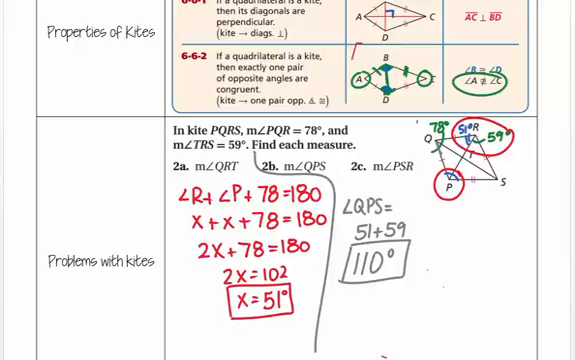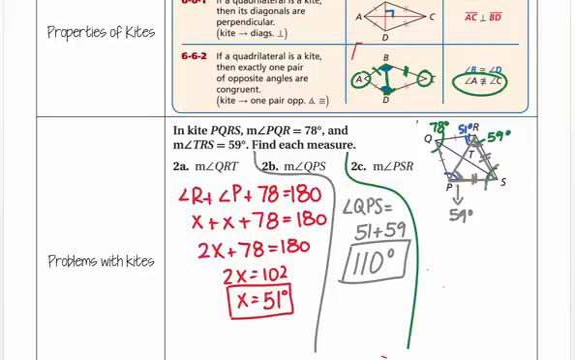Last one. This one asks us to find PSR. So P to S to R, this angle right here. Now we don't really know anything about this except what we have from this triangle again. So remember, this is a nice isosceles triangle here. You know these two angles have to be the same because these sides are the same. So if this one's 59, this has to be 59 also.